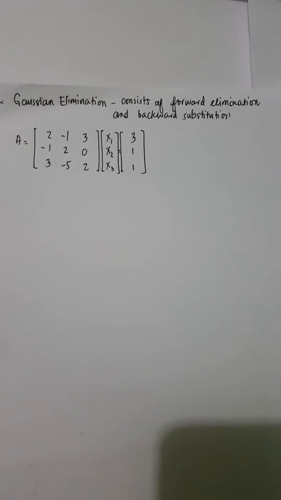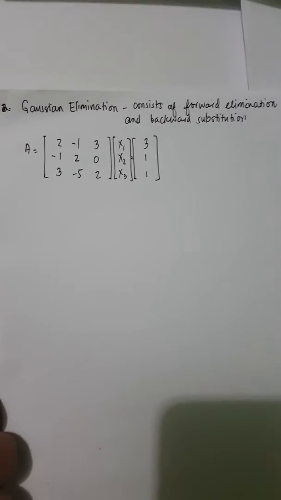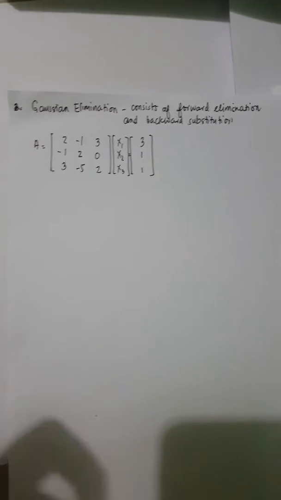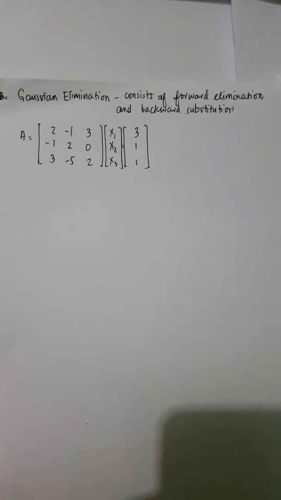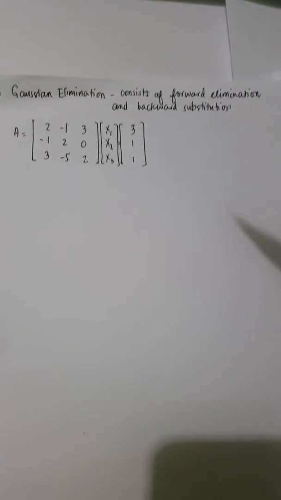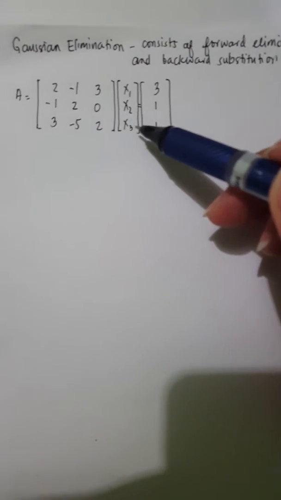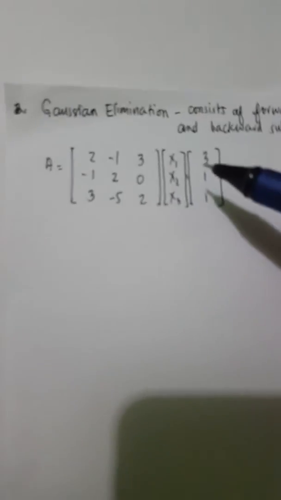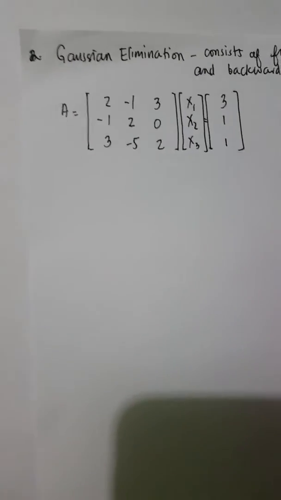Okay, so another method in solving is the Gaussian elimination. So this consists of forward elimination and backward substitution. So in our example, same example, we have this matrix and then we are to find for the values of x1, x2, and x3, and we have the values of b. So for Gaussian elimination, we have two components, the forward elimination and backward substitution.